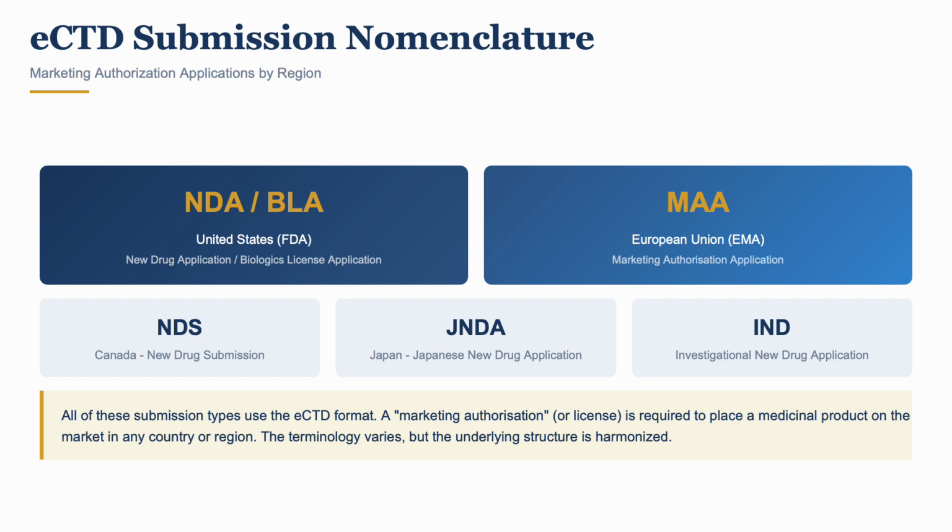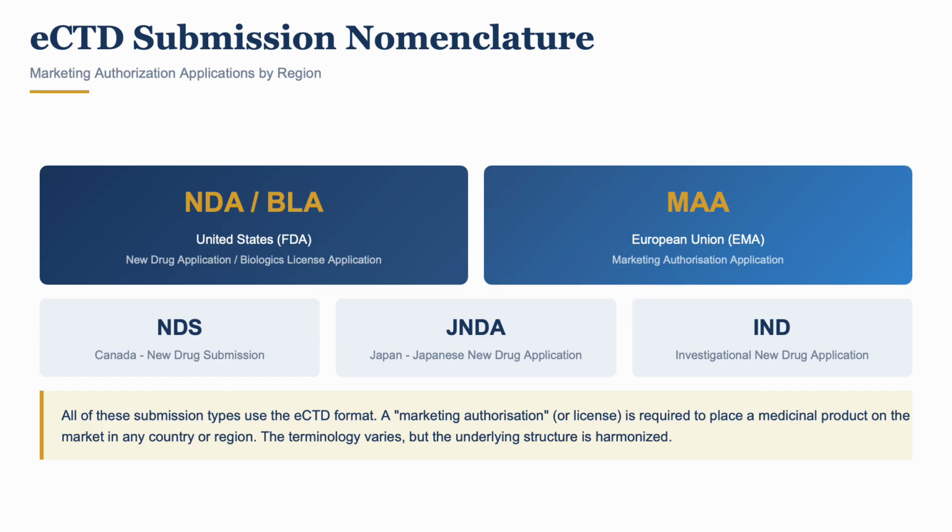In the United States, we have NDA for new drug application, for small molecule drugs, and BLA for biologics license application, for biological products. In Europe, the equivalent is MAA or marketing authorization application. In Canada, it's NDS or new drug submission. In Japan, it's JNDA or Japanese new drug application. The key point is that all of these submission types use the eCTD format. The terminology varies, but the underlying structure is harmonized.